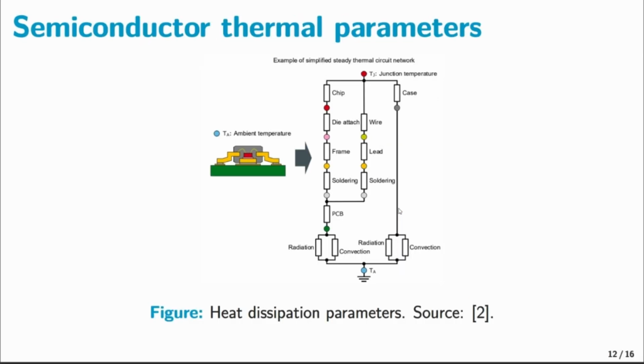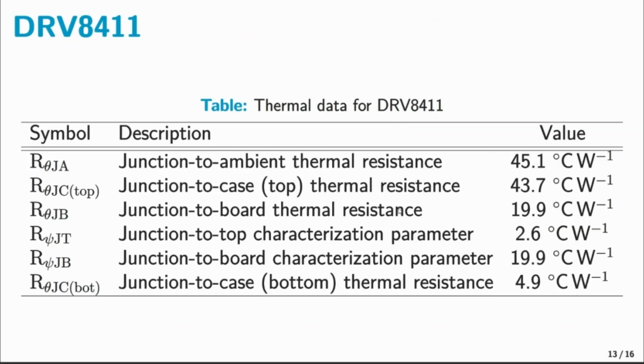This slide shows a simplified steady state thermal circuit network. It can be seen that there are several entities between the junction of the IC, where the heat is generated, and the ambient atmosphere, where the heat is dissipated. These entities impeding the heat flow are referred to as thermal resistances. The IC manufacturers usually provide several of the thermal resistance values in the datasheet. The various thermal resistances for the DRV8411 are shown in this table and are collected from the datasheet.